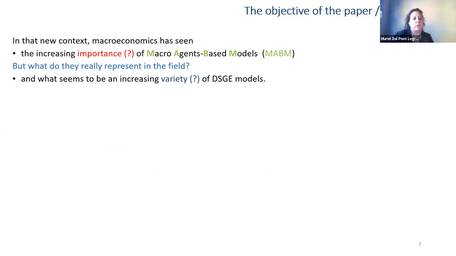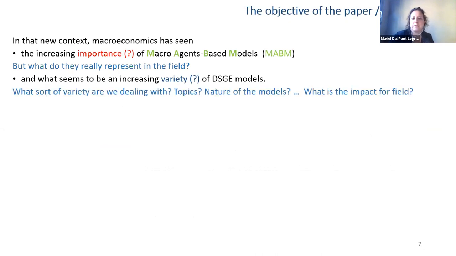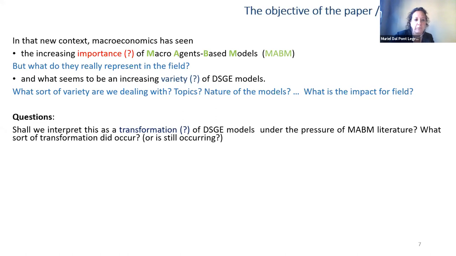So the question we address here is the increasing importance of macro agent-based models. What does it mean exactly, the importance of macro agent-based models? What is their sphere of influence? And on the other side, an increasing variety of DSGE models. And it is exactly the same. What sort of variety is it? Is it only a variety in topics, but no fundamental change in the nature of the model? Does it really have an impact on the field? Is it a large transformation?